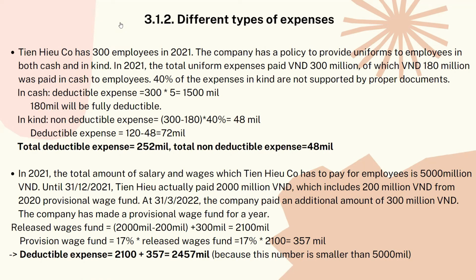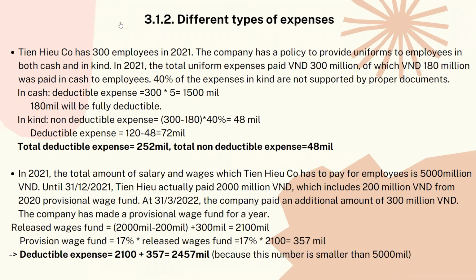In terms of in kind uniform, non-deductible expense is 48 million, and deductible expense is 72 million, and total deductible expense is 252 million. Total non-deductible expense is 48 million.